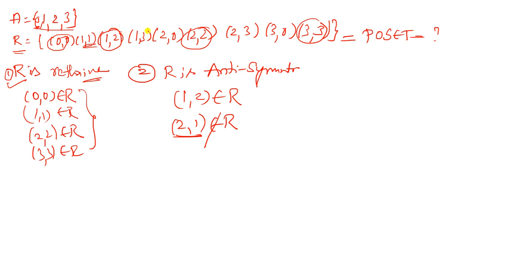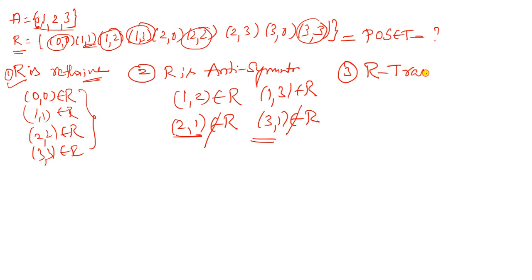Take another element 1 comma 3, right? 1 comma 3 belongs to R. Is 3 comma 1 existing in the given relation? No, right? So 3 comma 1 does not belong to R. So R is antisymmetric. So the second condition is also satisfied by this relation. And the third one, R should be transitive, right? That means take any two elements, 2 comma 3, right?